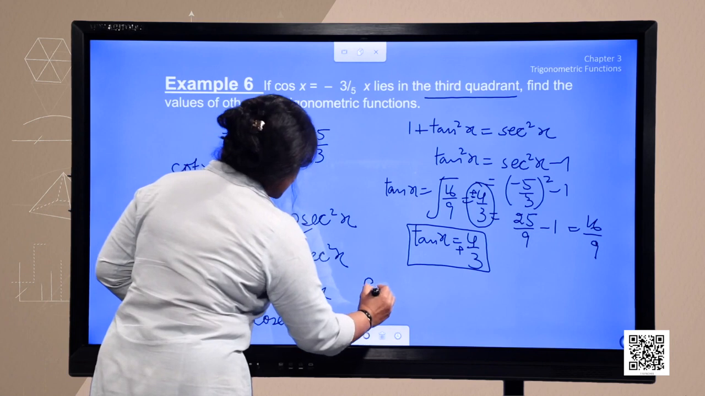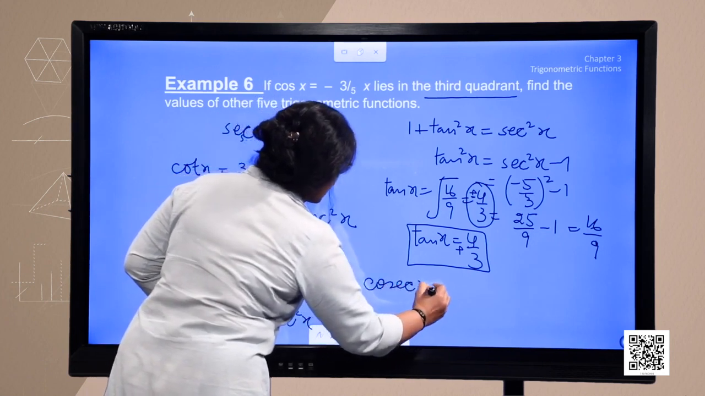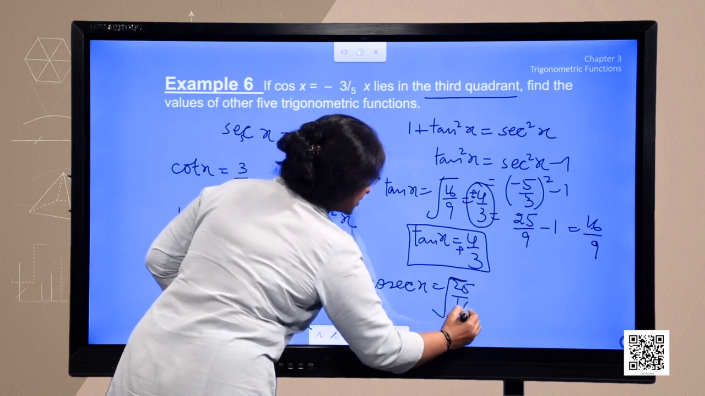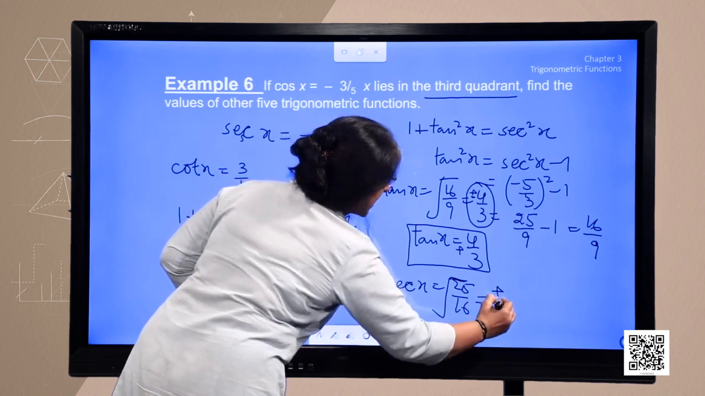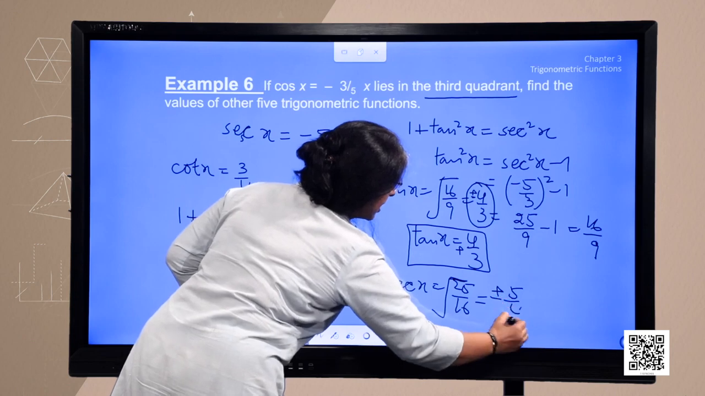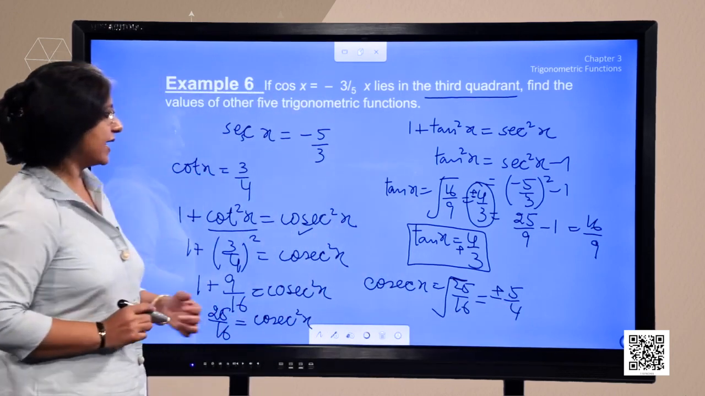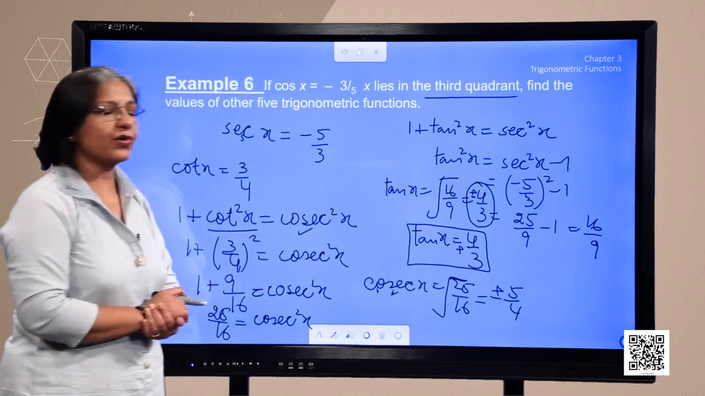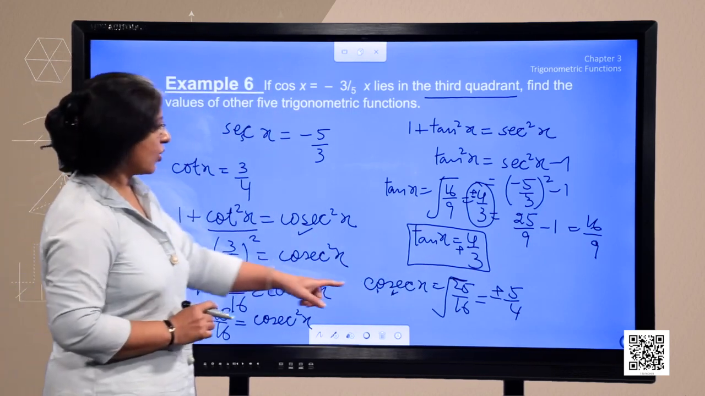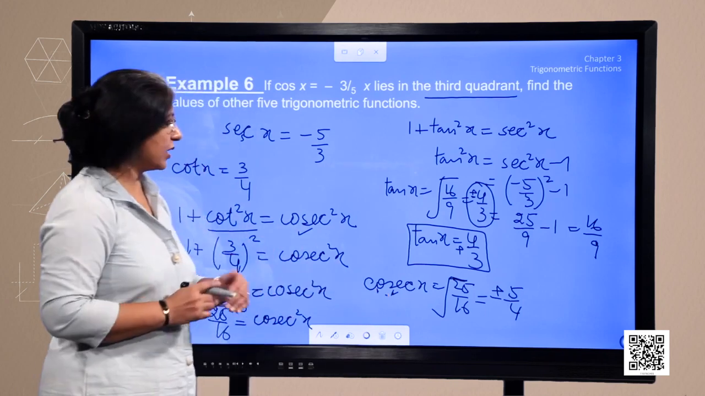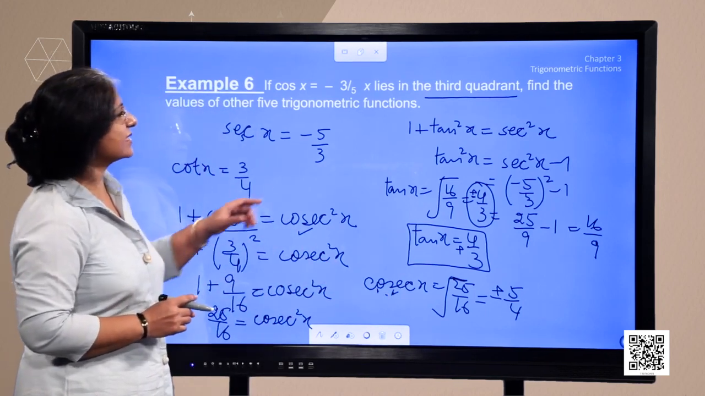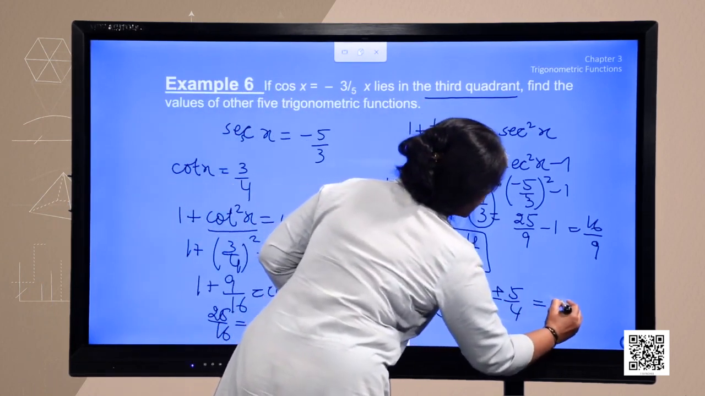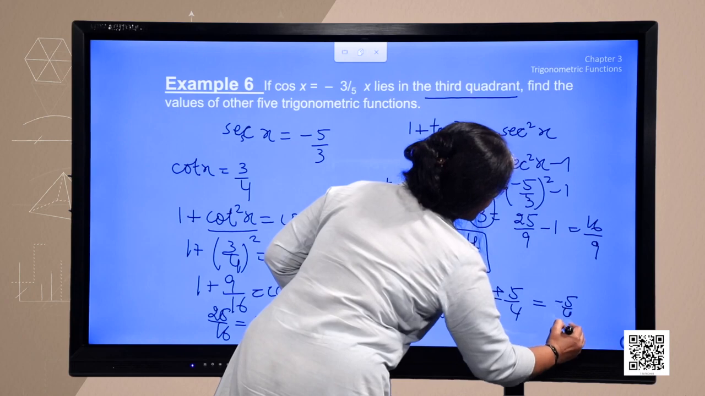And cosec x will be equal to square root of 25 by 16. Solving this, it will give us plus minus 5 by 4. Again, we need to decide whether to take the value of cosec x as plus 5 by 4 or minus 5 by 4. Cosec x is the reciprocal of sin x, and sin x in the third quadrant is negative. Therefore, cosec x is also negative, that is minus 5 by 4.